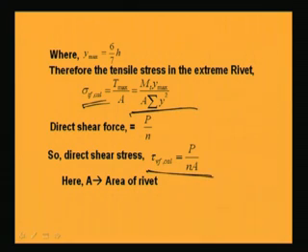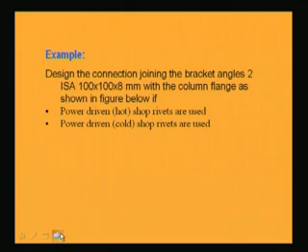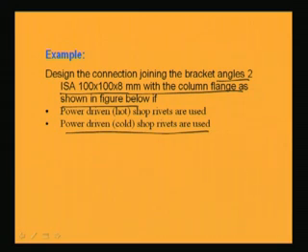So, all this will be clear if we go through one example. Now, let us see this example: design a connection joining the bracket angles 2 ISA 100 by 100 by 8 mm with the column flange as shown in the figure below, if power driven hot rivets are used and if power driven cold rivets are used. That means we will solve this problem using first power driven hot rivets and then power driven cold rivets.